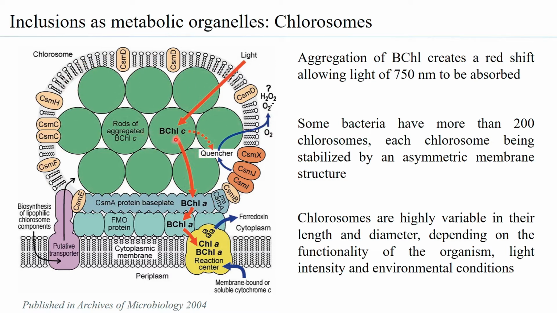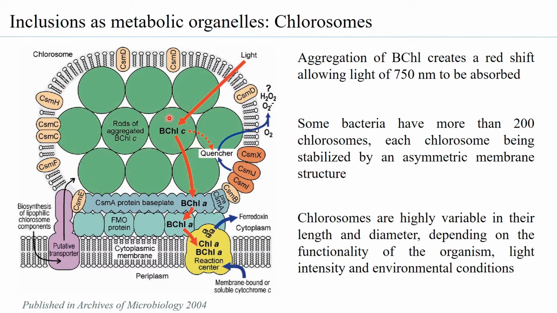Now, there are many bacteriochlorophyll molecules present inside the chlorosome, and this chlorosome is able to associate itself with photosystem 2, or the photosystem of the bacteria.